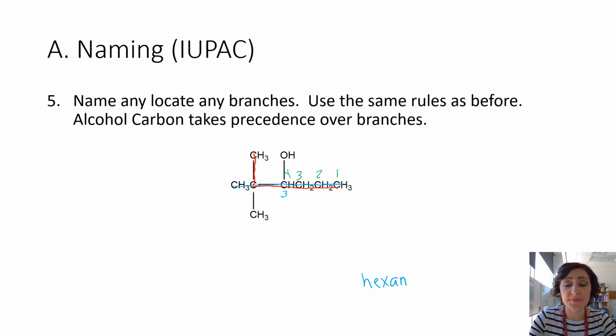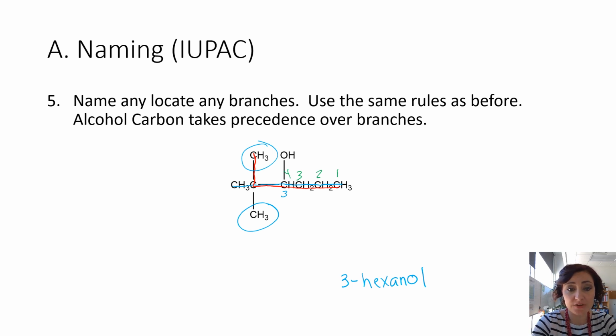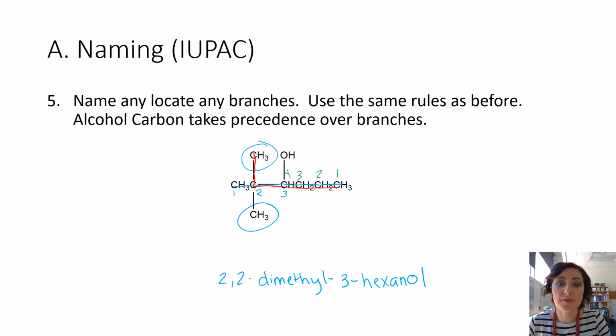But remember that I dropped the E from that, and I'm going to add the OL to the ending. So hexanol is our parent name. We do have to indicate the location of that hydroxyl group. So we've already determined that to be on the 3rd carbon. So our parent chain is 3-hexanol. Now we're going to deal with those branches that weren't part of the longest chain. Because I started counting left to right to give the alcohol the 3rd carbon position, both of my methyl groups are on carbon number 2. So 2,2-dimethyl, 3-hexanol is the name of this structure.